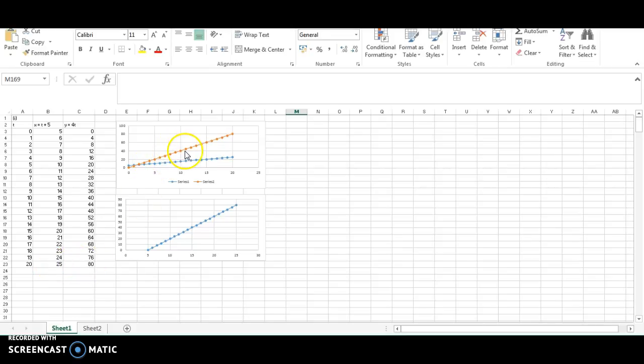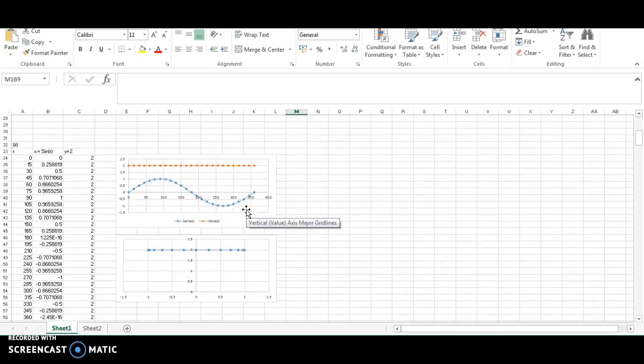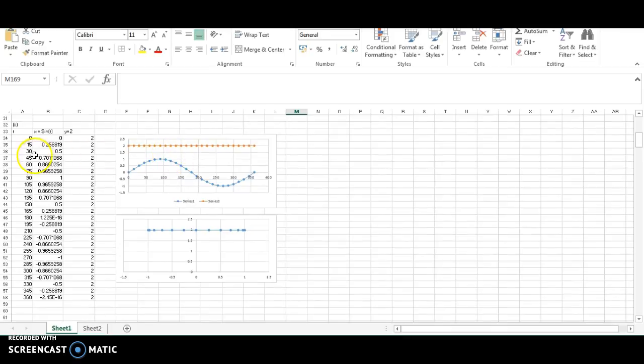What the top table here shows is that the orange is the movement along the y-axis and the blue is the movement along the x-axis of the object, and then the bottom table here is the final line. So it starts at 0 and 5 and then finishes at 25 and 80. Oh no, sorry, it starts at 5 and 0 and finishes at 25 and 80.